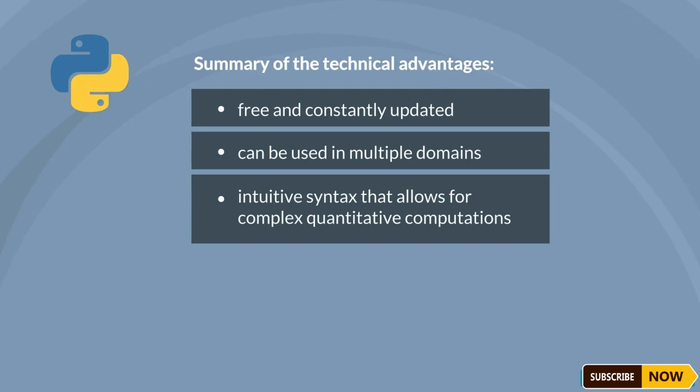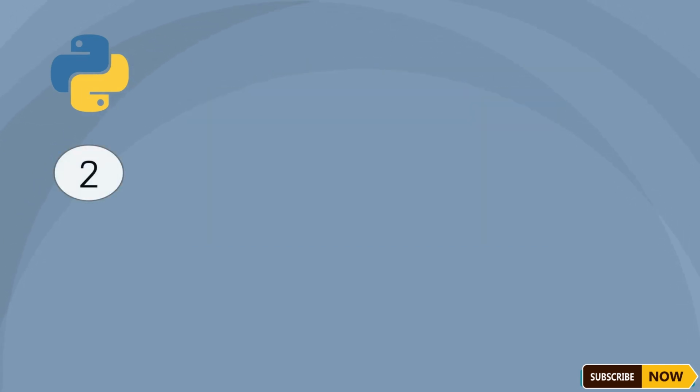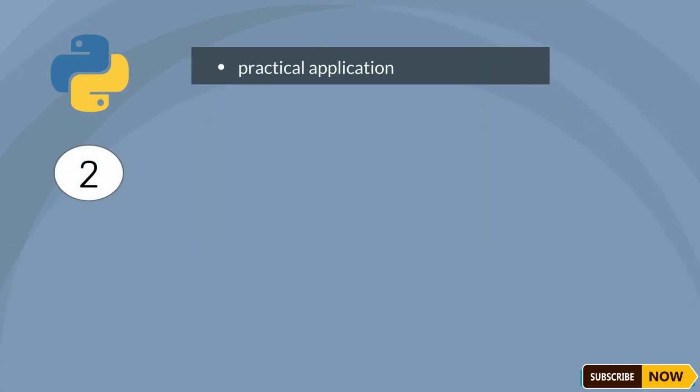To summarize the technical advantages that make Python a powerful programming language, often preferred over other programming languages, we can say the following. It is free and constantly updated. It can be used in multiple domains. It does not require too much time to process calculations and has an intuitive syntax that allows for complex quantitative computations.